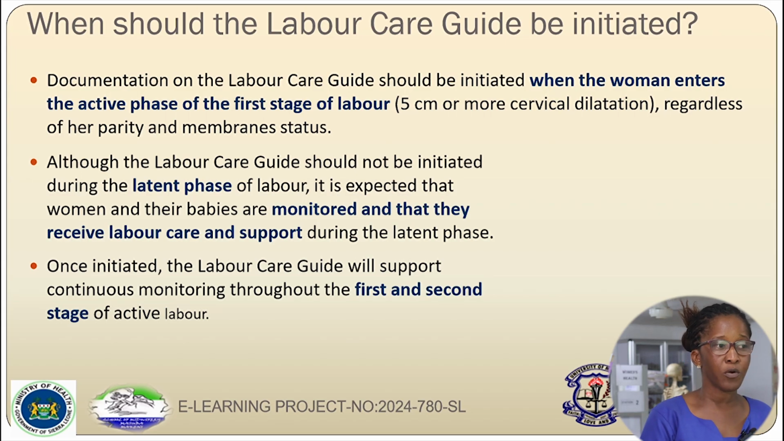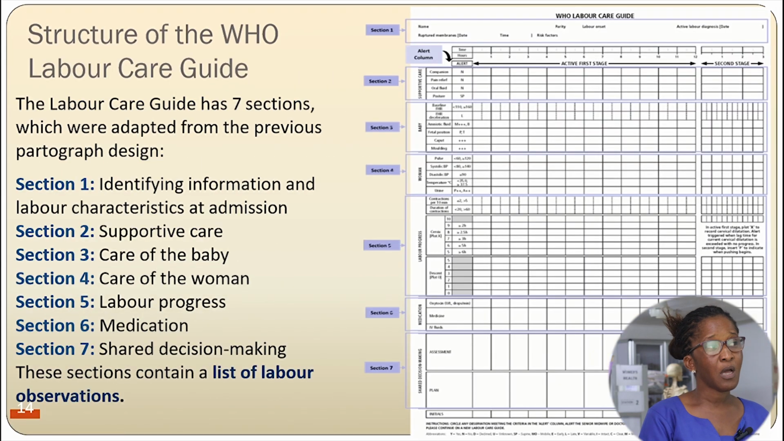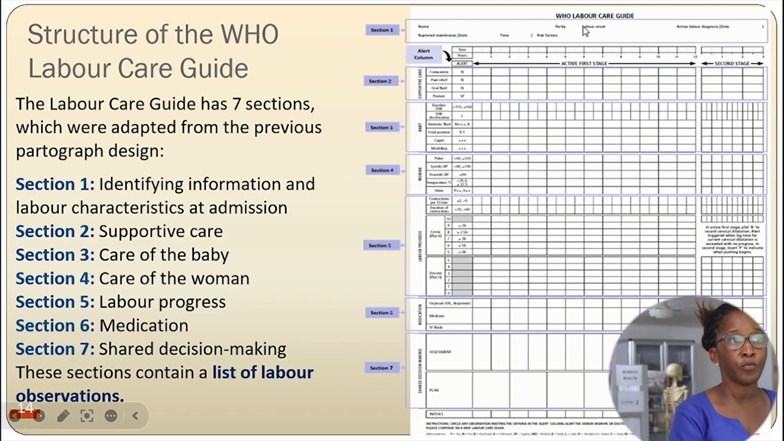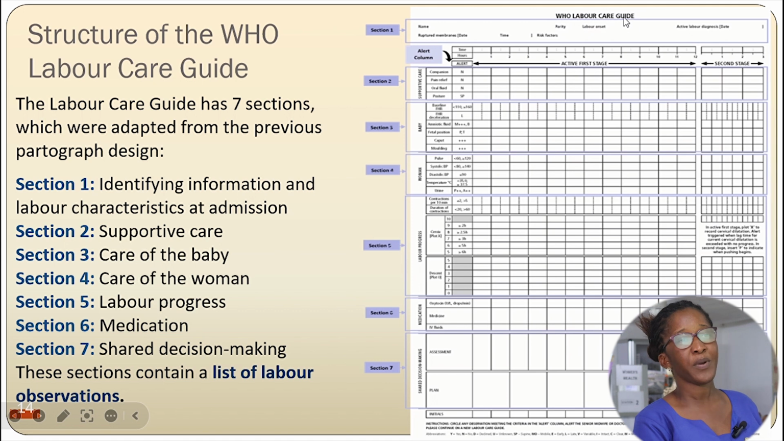Once you start this labor care guide, you will support the continuous monitoring throughout the first and the second stage of active labor. Now let's look at the labor care guide as a structure. A graphical tool that we have with us, WHO Modernized Pathograph, also known as WHO Labor Care Guide. This labor care guide has 7 sections, which has been adopted from the previous pathograph.